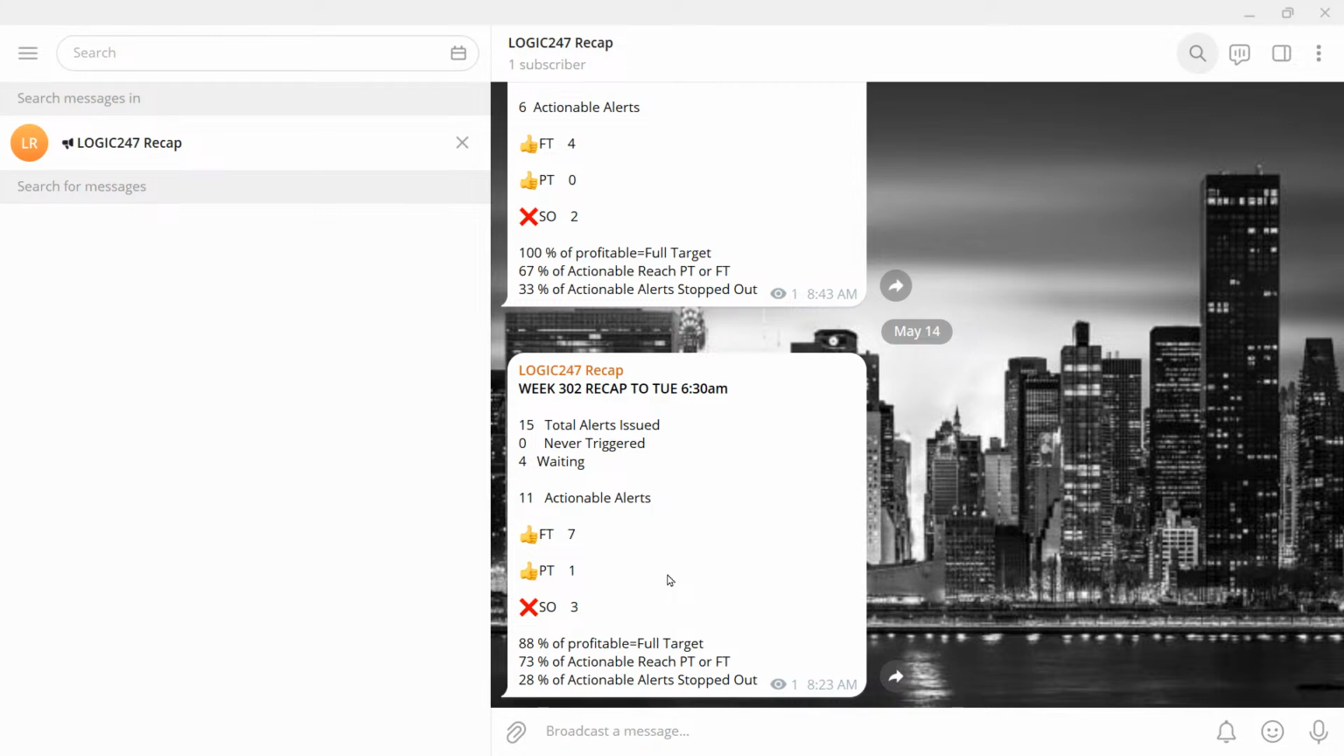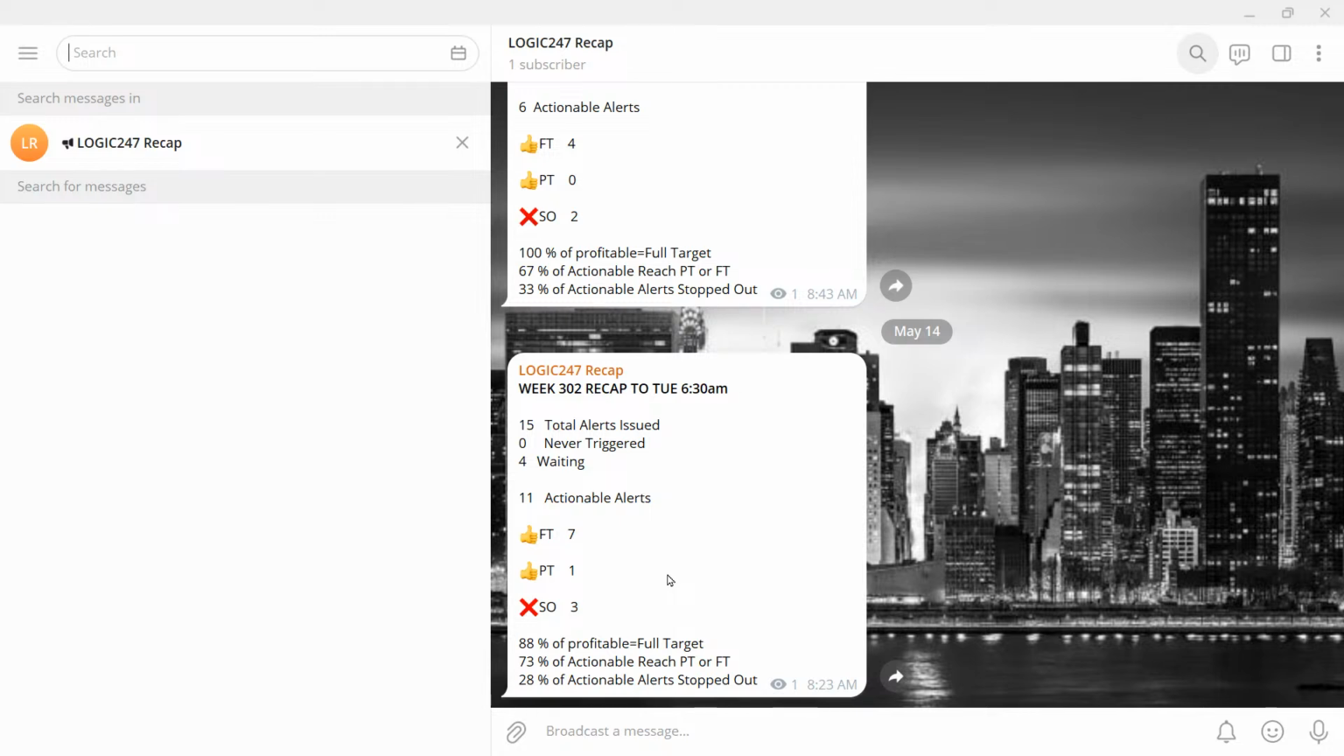Now, we had 2 gangbuster weeks where we were under 10%. Or I think last week might have been 10%. But we're up this week in a sideways market. We're in week 302. Over the last 302 weeks, we've issued over 16,600 individual handcrafted alerts.